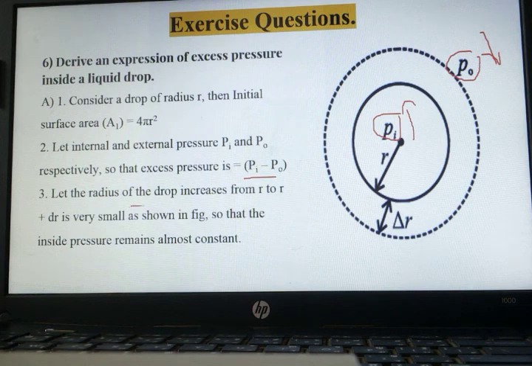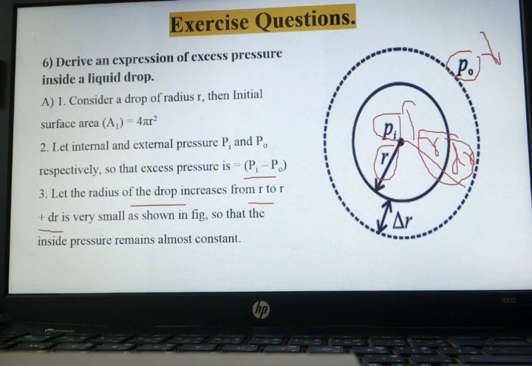Let the radius of the drop increase from R to R plus dr. Previously the radius of this drop was R. Now the radius of this drop has increased from R to R plus dr, so that the inside pressure remains constant. Why is this happening? So that the inside pressure is always constant.